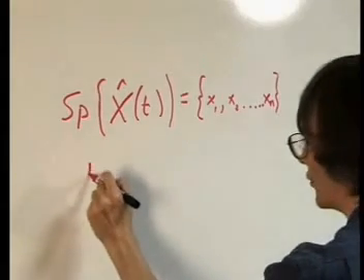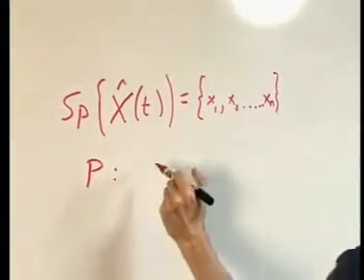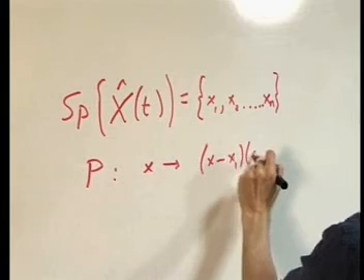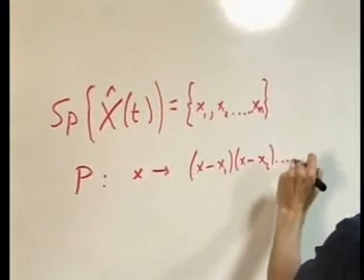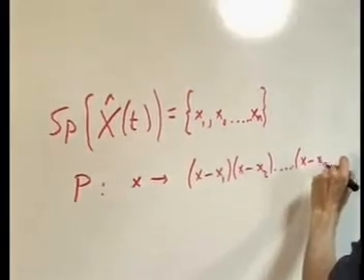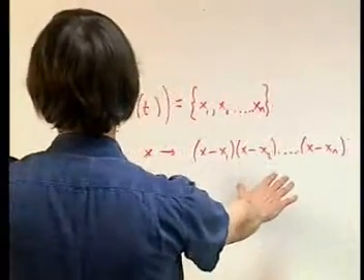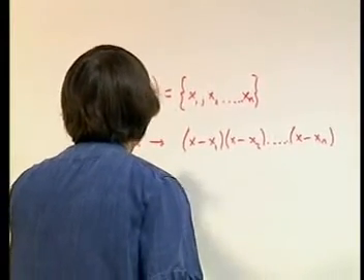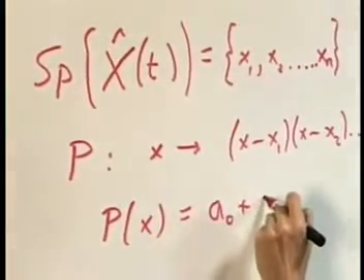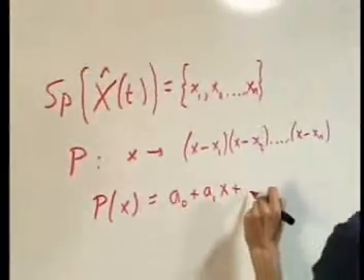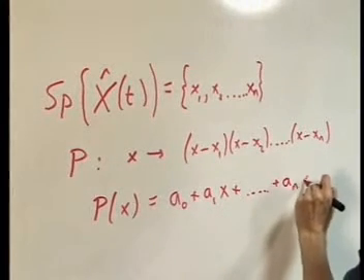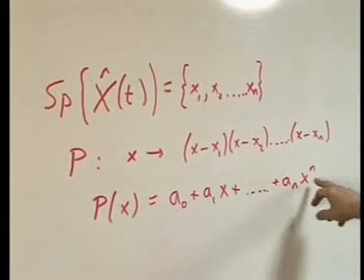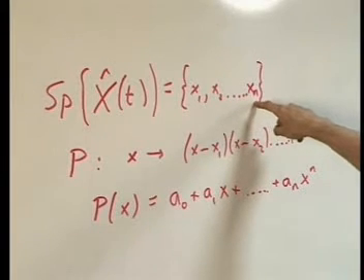Consider this function. P maps x to x minus x1 times x minus x2 times and so on up to x minus xn. This is a polynomial. It'll have an expansion like this. P of x equals a0 plus a1x plus and so on up to an x to the n. The degree n of the polynomial is the same as the number of elements in the spectrum of x.